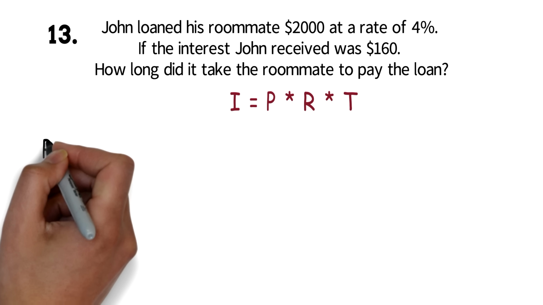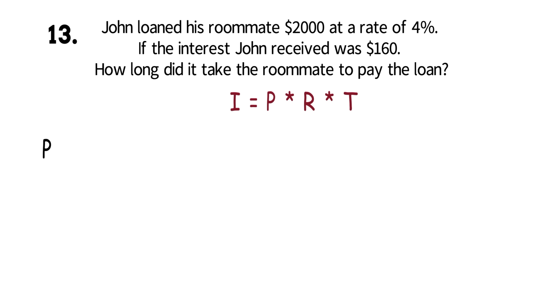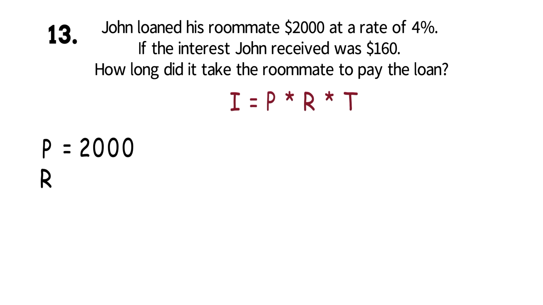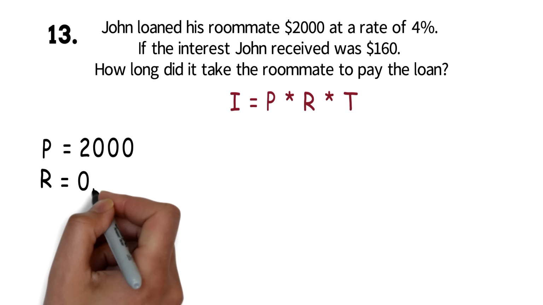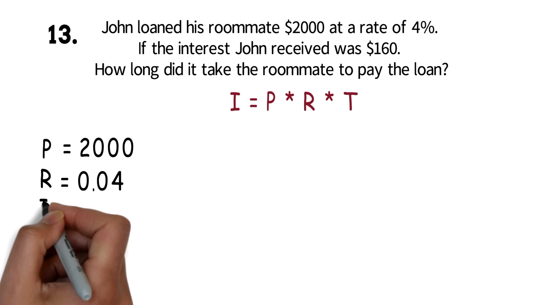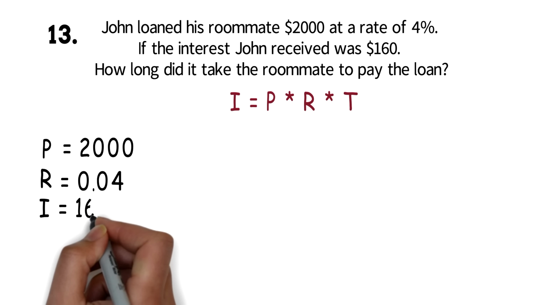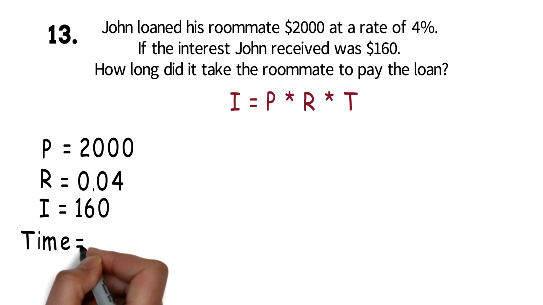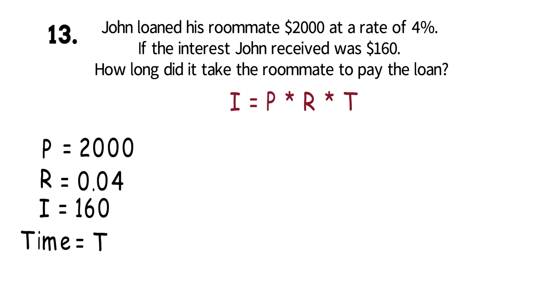Here, the principal, which is the amount the roommate took, is $2,000. The rate is 4%. We can convert it to decimal as 0.04. We just did 4 over 100. The interest John received was $160. The time is what we are supposed to find. Let's represent it by t. Let's put the values we have into the equation and solve for t.